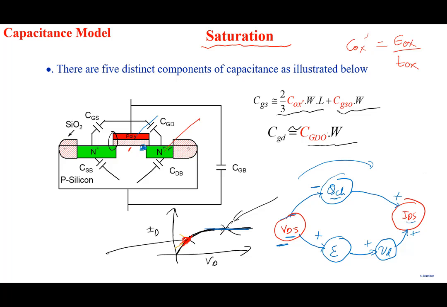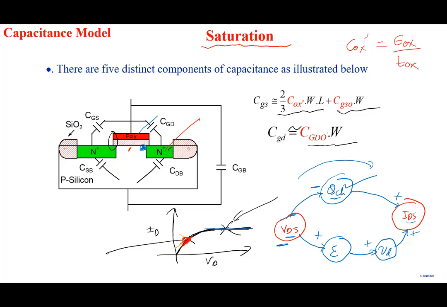Pinch off has occurred. Charge next to the drain has gone to zero. So a drain is no longer able to affect the channel charge. First order, I'm saying. Of course, those who know there's channel length modulation, it shrinks a little bit and all that. But first order, drain is not able to affect the channel charge.